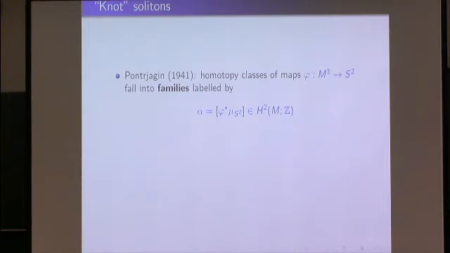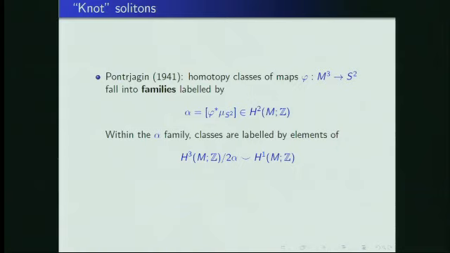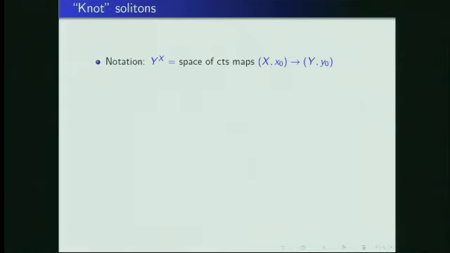So the classes fall into families labelled by that homotopy invariant, and then within the alpha class, the individual classes within the alpha family are labelled by elements of the quotient of the third cohomology group by a subgroup of the third cohomology group, given by wedging H1, the first cohomology group, with twice the thing labelling the family. Okay. And this somehow is telling you about the framing. So as you can see, in general, it's a bit more sophisticated than one's used to dealing with when we're doing topological solitons.